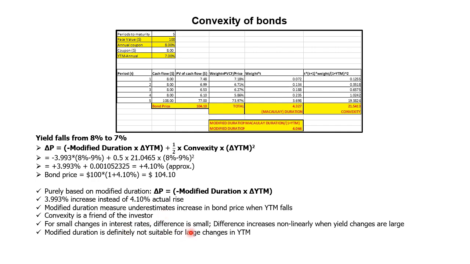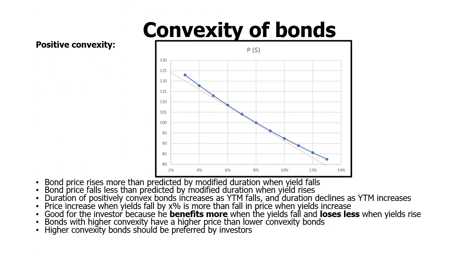For small changes in interest rates, the difference between the change predicted by the duration and the actual change is small. The difference increases non-linearly when the yield changes are large. Therefore, modified duration is definitely not suitable for large changes in YTM. For large changes, the difference between the actual and the modified duration predicted change increases. If we see the price yield graph again, the shape of the graph is called positive convexity. This region here shows the underestimation in the increase in price when the yields fall.